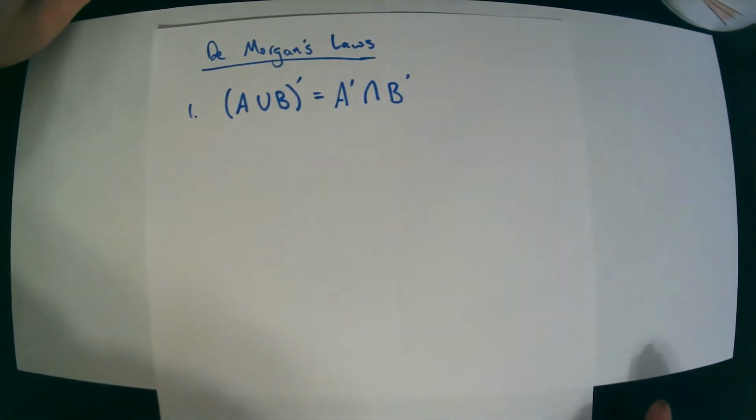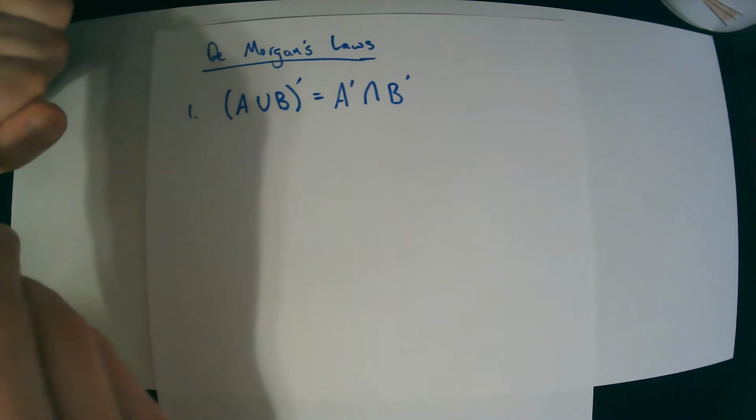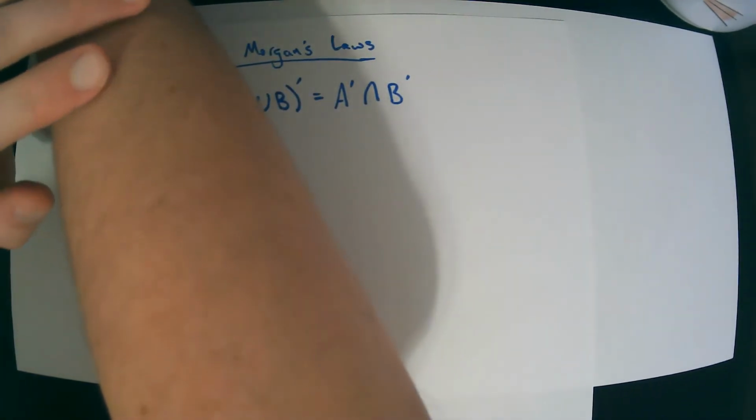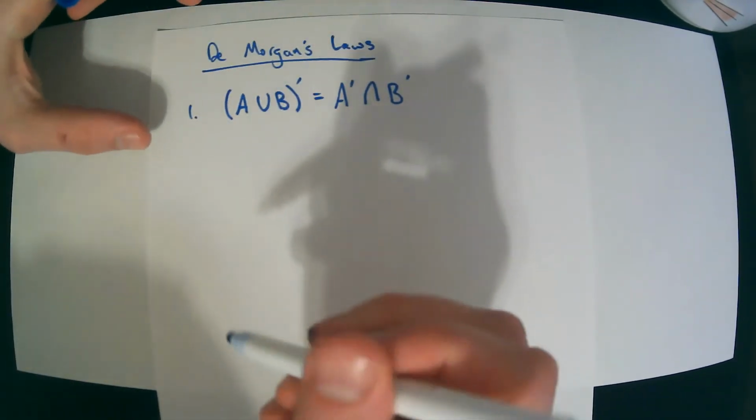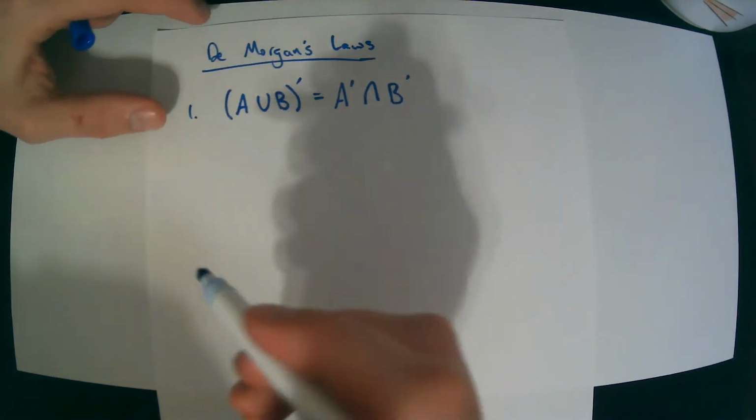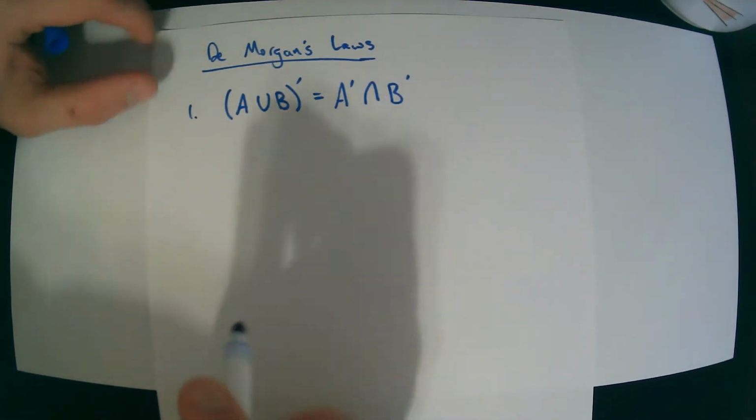We'll call that De Morgan's law number 1. There are two laws here. Let's see if this makes sense to us. Let's recall what complement means and everything. Let's do a little proof of this.